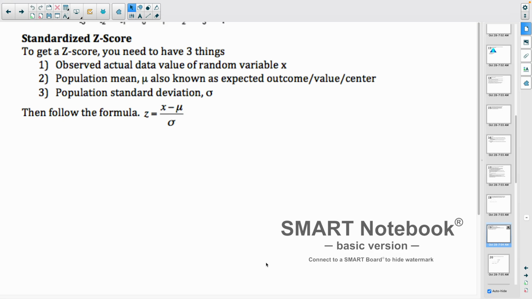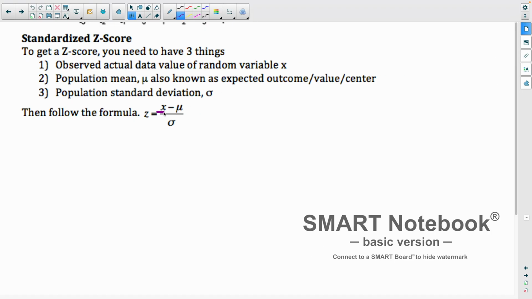We talked a little bit about z-score yesterday, so we're going to go back and look at it a little bit more today. All right. So to get the z-score, you've got to have three things. You've got to have the observed actual data value. Well, what are you talking about when I say that? You've got to have like your test score. So if you have your test score, then you compare it to the mean. All right. That's the second thing we need. We need to know the mean.